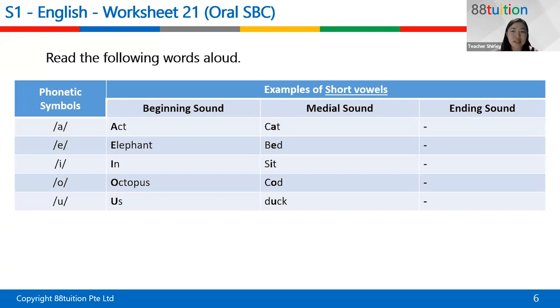Then of course, your I sound, which is your I, in and sit. Then of course you have your O. O is definitely octopus, cod, sound. Then lastly, you have your U, which is also a vowel, as in us, duck, sound.